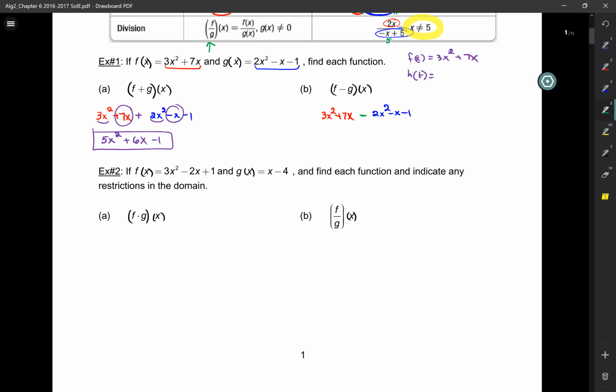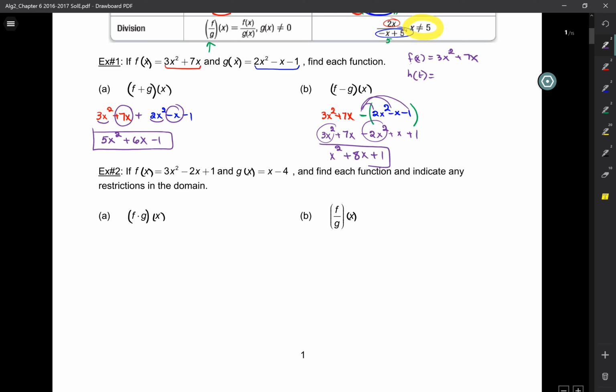So now, the negative gets distributed inside. So I have 3x squared plus 7x minus 2x squared, minus times negative x is positive x, positive 1. All right? So when I combine like terms, what do I have? x squared plus 8x plus 1. There it is. Okay? All right.